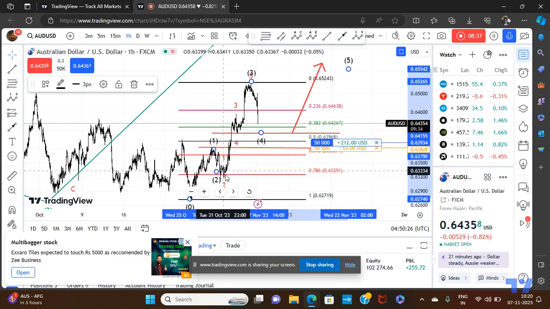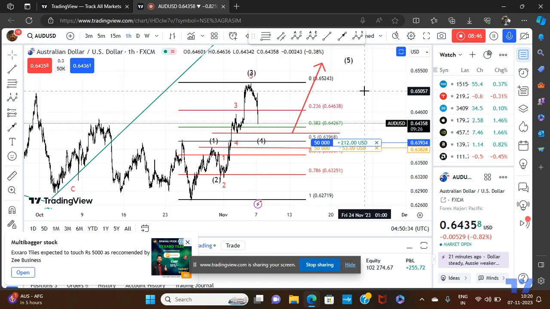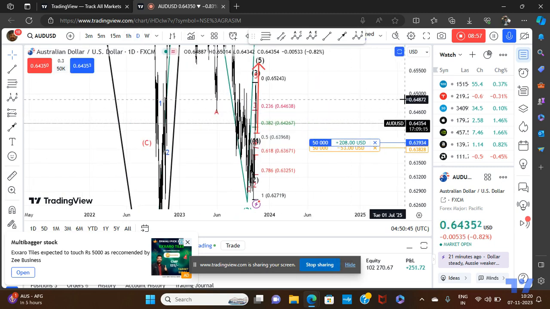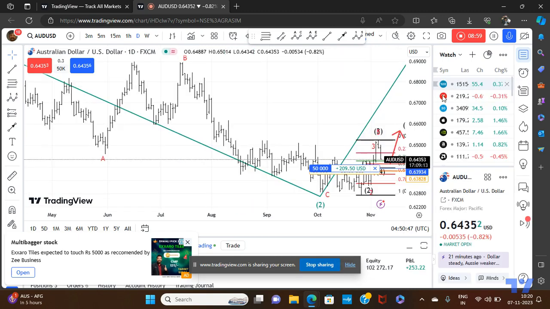One, two, 1, 2, 3, 4, and 5. So it should stop here. Okay. So that's all, guys. No, no, no. Let me see it on a different scale. Let me see this at a different scale.